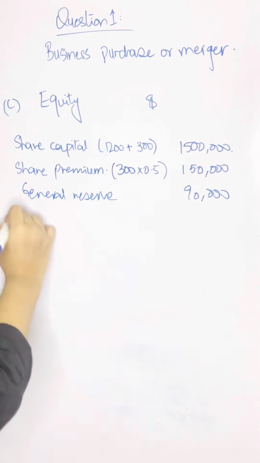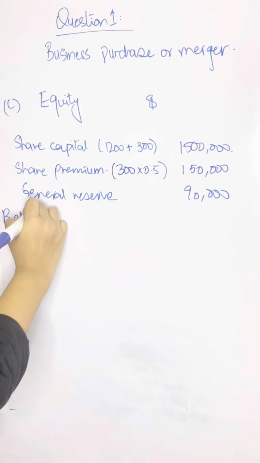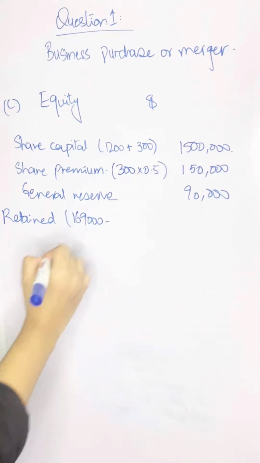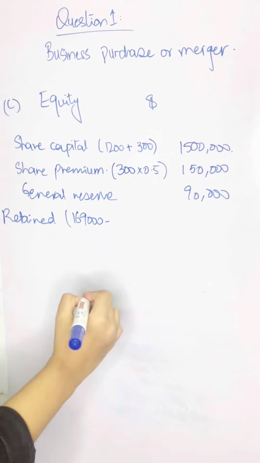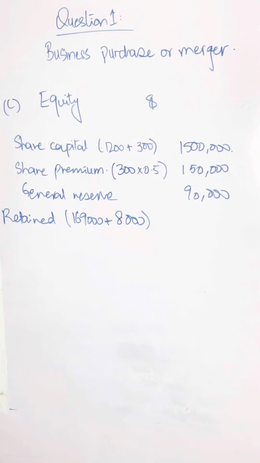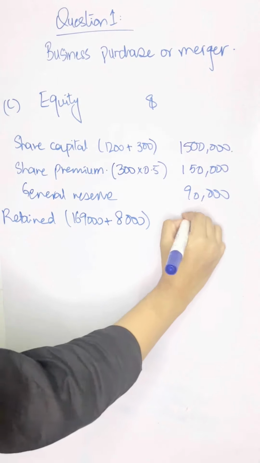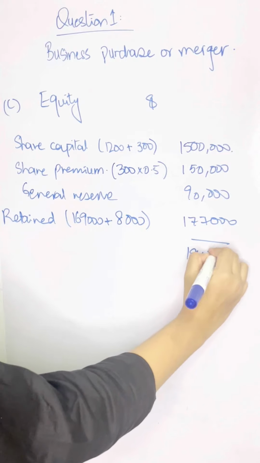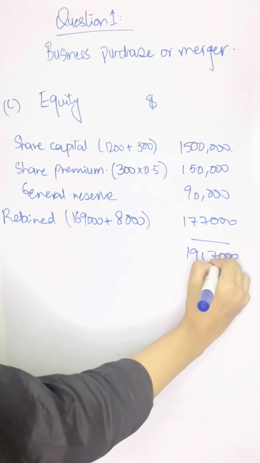And then we have the retained earnings. For this, you need to do the calculation. As I mentioned, 169,000 were the already existing retained earnings they had, and 8,000 was the revaluation they took. Like they took the motor vehicle at a value of 28,000 and not 20,000. So it tends to be 177,000. So the total of the equity section is 1,917,000.